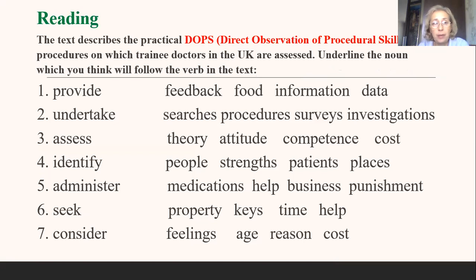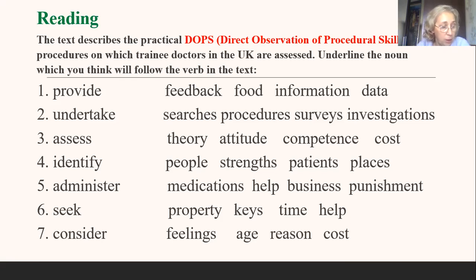The text describes the practical DOPS, Direct Observation of Procedural Skills, on which trainee doctors in the United Kingdom are assessed. So this is an article about assessment of some activity. We should underline the noun which you think will follow the verb in the text. To the right, we have several verbs, and there are 4 nouns given on the same line, and we should choose the one closer to the topic of our article.